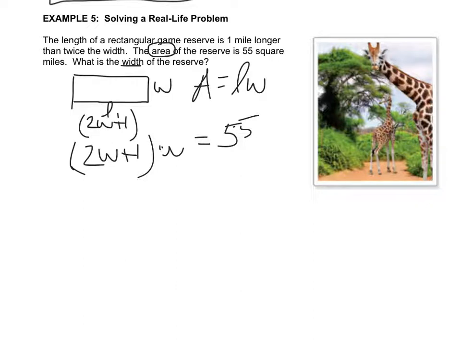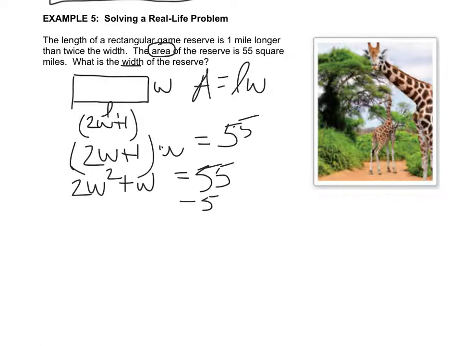Okay, so just like we saw in the last section, we can't just take that 55 and subtract it over until we break up the grouping on the other side. So what we first have to do is use our distributive property. That's going to give us 2w squared plus w equals 55. But what we have to do is have one of these sides equal to 0. That's going to help us use that zero product rule.